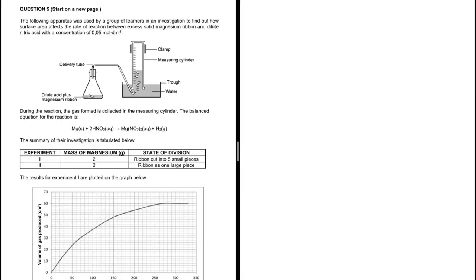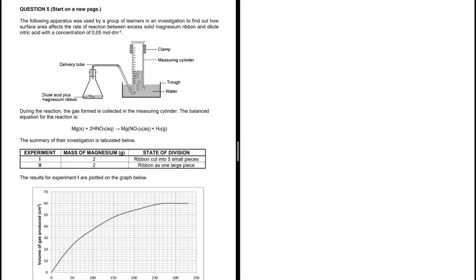So the rate of reaction will be equal to the change in the volume divided by the change in the time. Right? Why are we using change in the volume? We are given the SI unit we are supposed to use for a rate of reaction is centimeter cube per second. So I'm just respecting that. So let's go ahead and find the gradient.